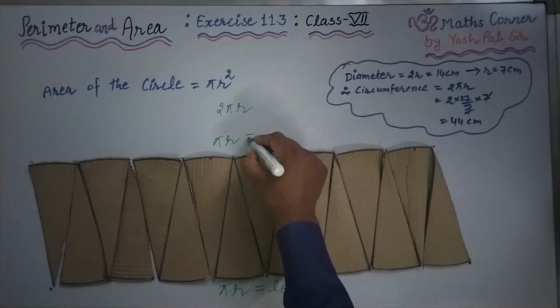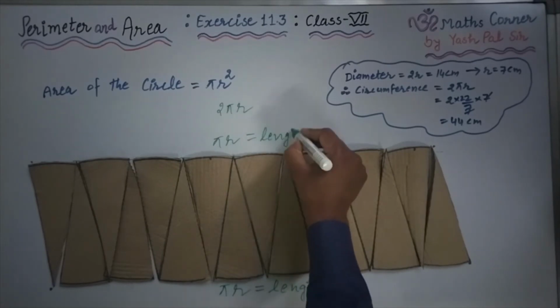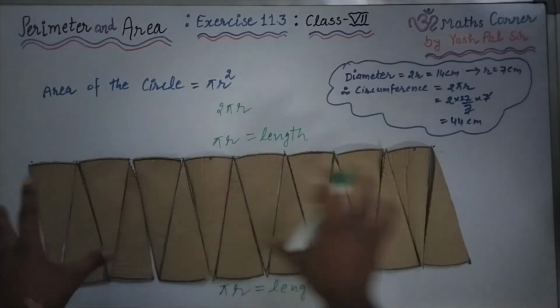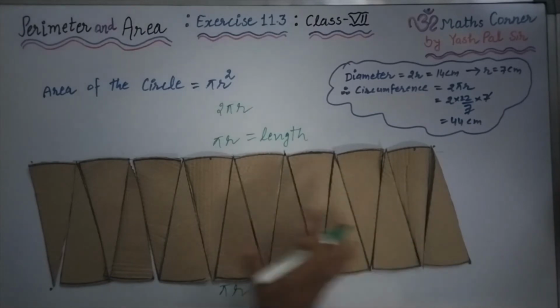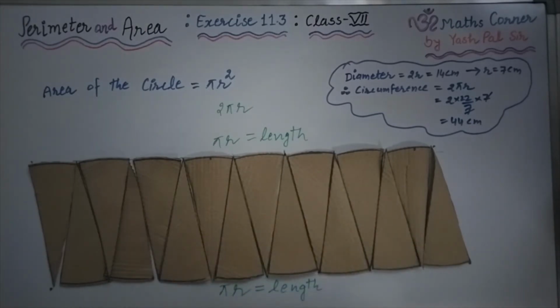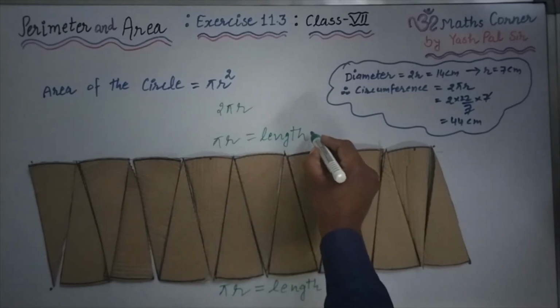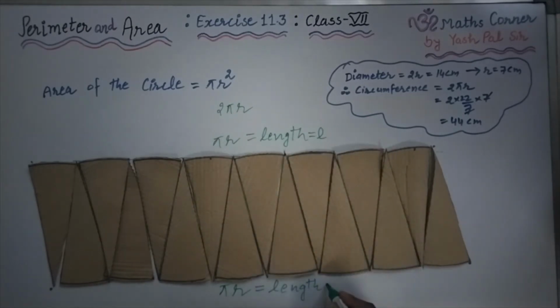So in this case, length is equal to the length of the rectangle. We are just supposing that this is a rectangle. Exactly, this is not a rectangle, but it is very near to a rectangle. It looks like a rectangle, so we shall observe this as a rectangle. So what is the length of the rectangle? Length in short we write as L. L is equal to pi r.